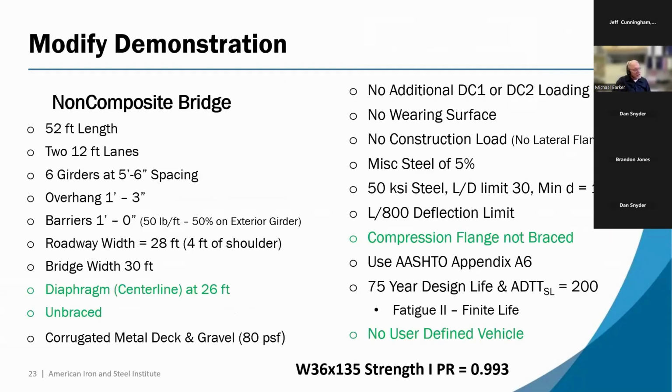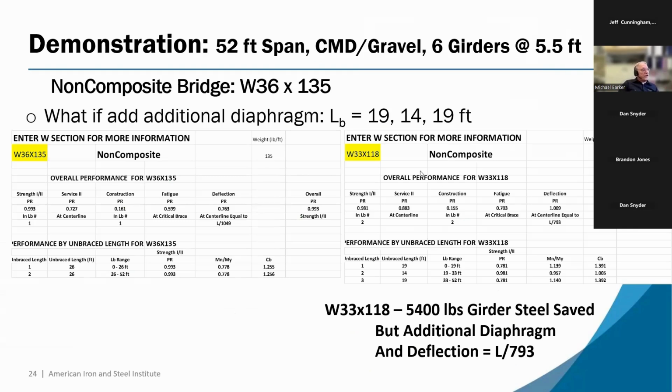So now let's change that. Let's say, as a designer, I'm going to put little puddle welds on that corrugated metal deck to the top flange, so it's going to become braced. Or I'm going to put an extra diaphragm in there, and that's actually the first one we're going to look at. Here I say, instead of just one diaphragm in the middle, I'm going to have two diaphragms, so I have unbraced lengths of 19, 14, and 19. And on the left's the original design with just the one diaphragm. And on the right's the one where all I add is a diaphragm. And we save 5,400 pounds of steel because it goes down to a 33 by 118. But of course, I need the additional diaphragm.